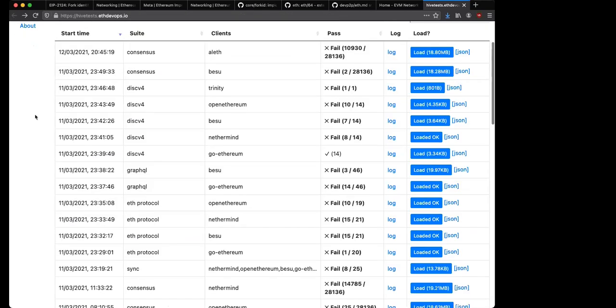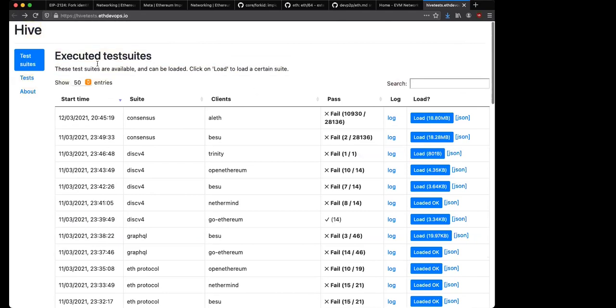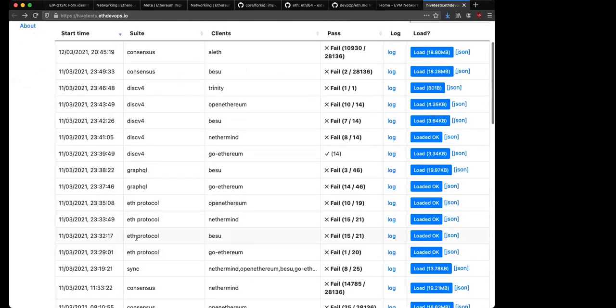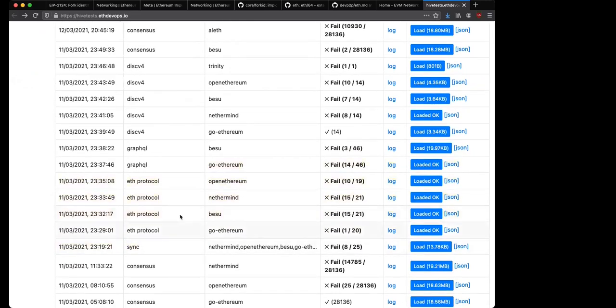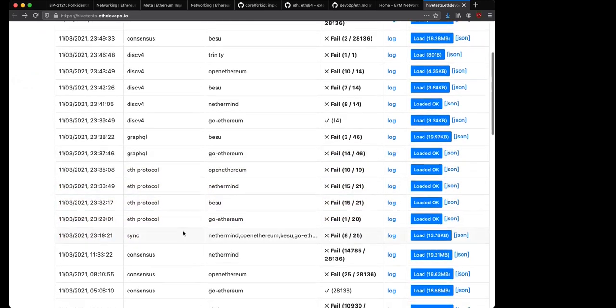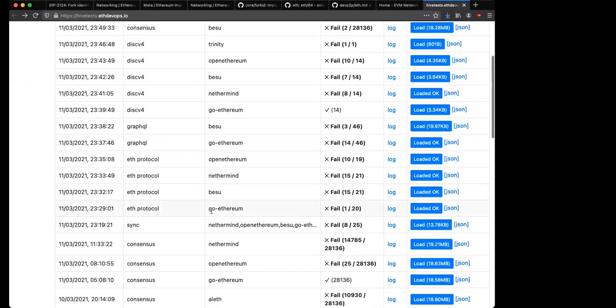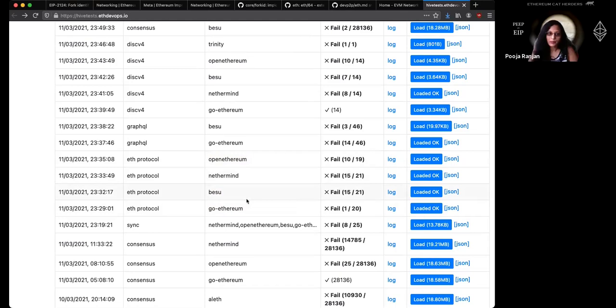implement it yet. So this website is the dashboard of the Hive testing tool, which basically just runs all of the protocol tests all the time, and we can check it and see if the clients implement something or not. But as far as I'm concerned, if Go Ethereum, Besu, Nethermind, and Open Ethereum implement it, I will consider it to be fully implemented.